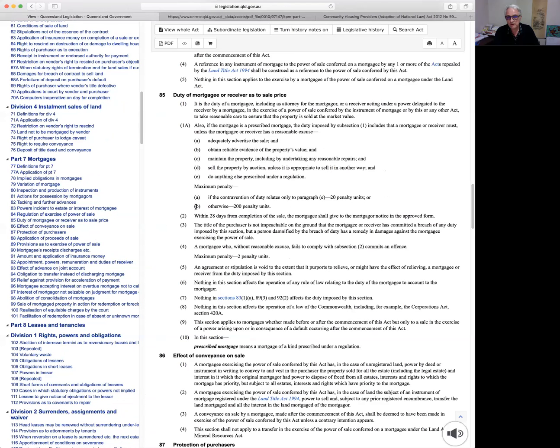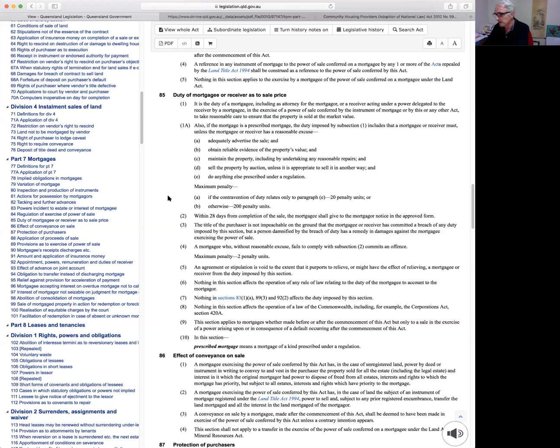So we can see there that 85.1, it is the duty of a mortgagee, including as attorney for the mortgagor, or a receiver acting under a power delegated to the receiver by a mortgagee, in the exercise of the power of sale conferred by the instrument of mortgage, to take reasonable care to ensure that the property is sold at market value. 1A, 1 capital A. Also, if the mortgage is a prescribed mortgage, the duty imposed by subsection 1 includes that the mortgagee or receiver must, unless the mortgagee or receiver has reasonable cause. And then there, you can see that there are a range of matters specified.